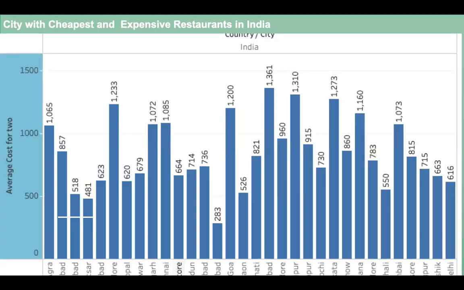And this is the visualization of the city with the cheapest and most expensive restaurants in India. These are the visualizations of this project. In the data set, you can see the city and name, how many votes for this restaurant, ratings, and the average cost for two people. And this is the graph that shows the cheapest and most expensive restaurants in India for the average cost of two people, shown below.